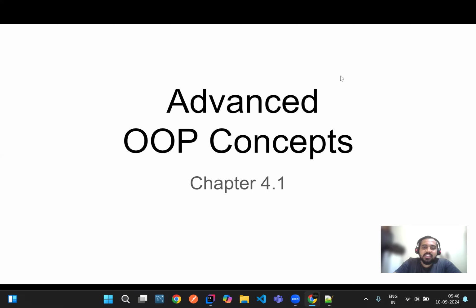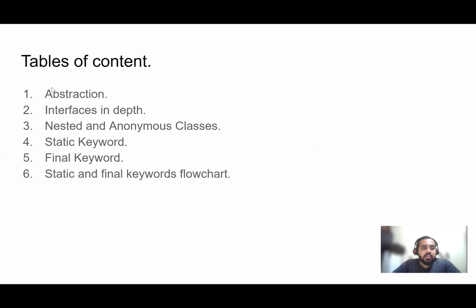Today we'll start the series called Advanced OOPS Concepts. So we'll see the table of contents. In this series, we're going to see what is an abstraction, and we'll see interfaces in depth, nested and anonymous classes, static keyword, final keyword, and static and final keywords flowchart. So let's start.